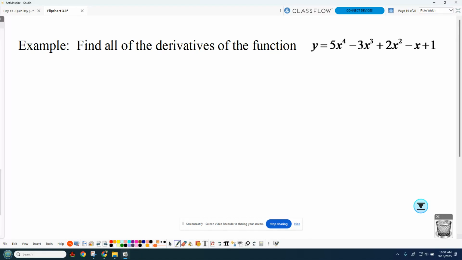Can you see? Milo? Yeah? Really? What's the first exponent? 4. Okay. Checking.